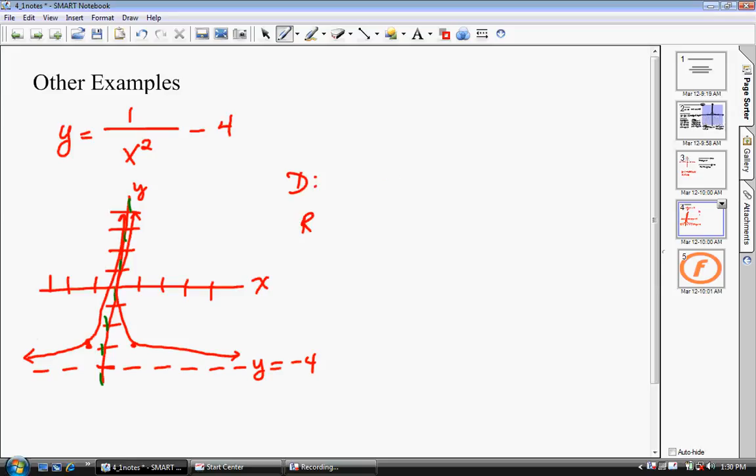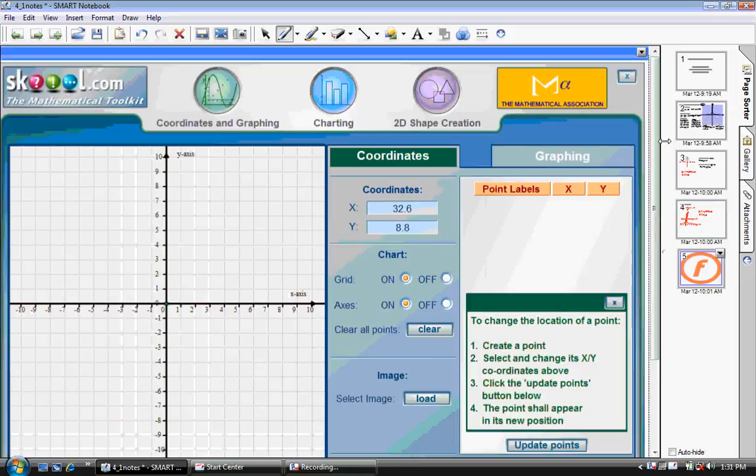What about the domain and the range and the end behavior we can talk about? Domain is negative infinity to 0, right? Union 0 to infinity. My range would be what? Now we start at negative 4 to infinity. Okay? Now, here I'm going to show you how we can look at this on this grapher.